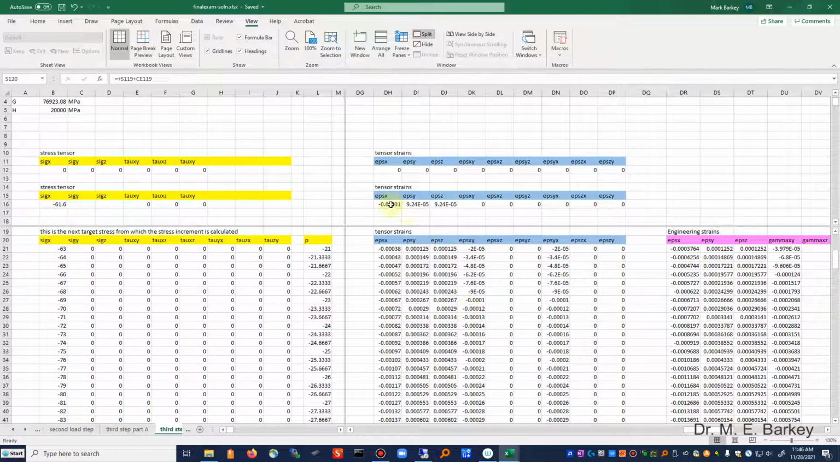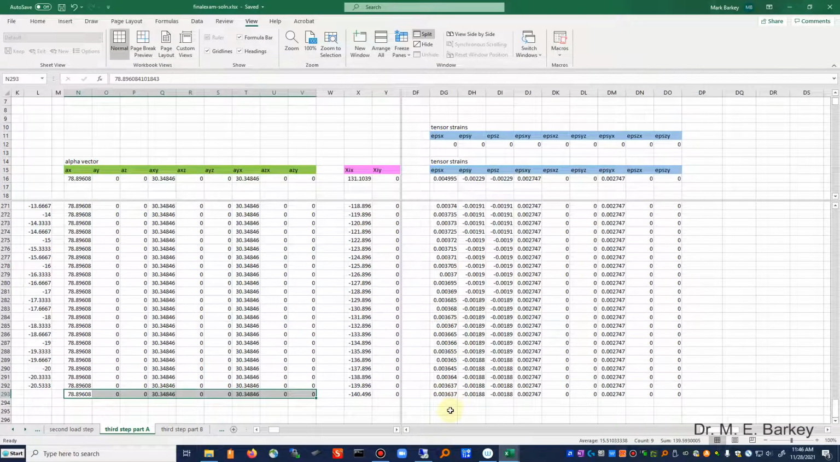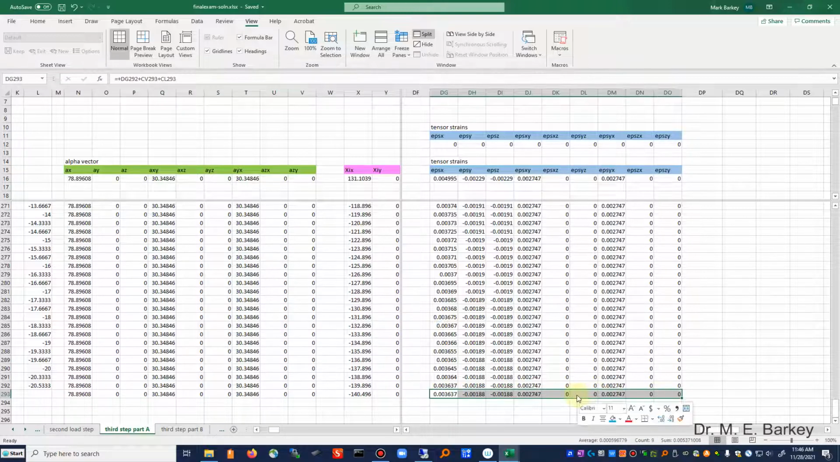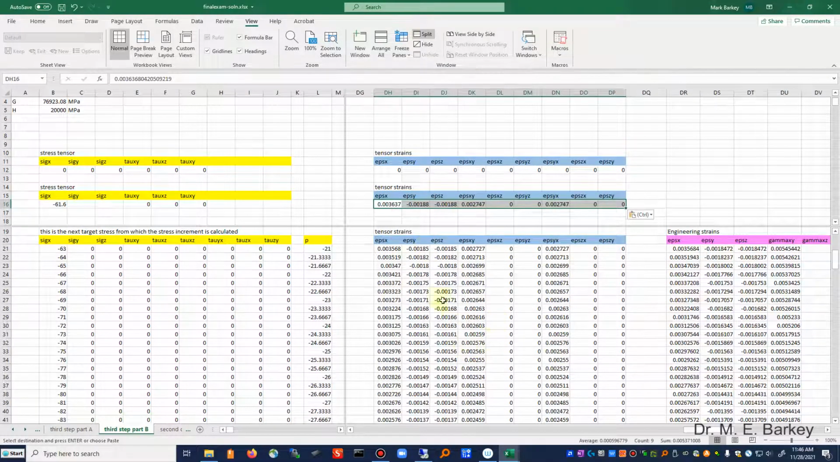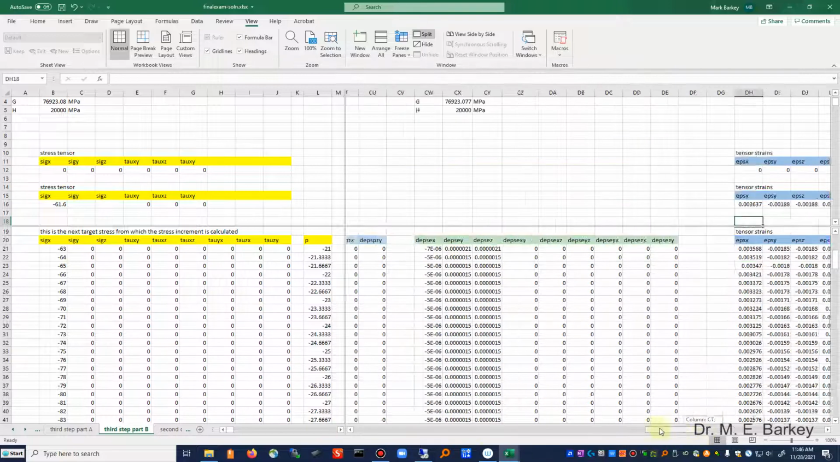What I need to do is start with the ending strain state. So these are the tensor strains. I'm going to grab this line and put that in there. And now, the next strain state is the elastic and plastic increments plus the previous strain state. Okay, so that really ought to do it. Now let's make sure this is working right.